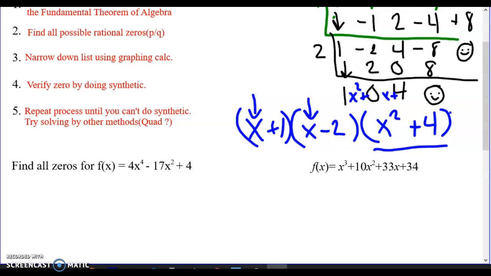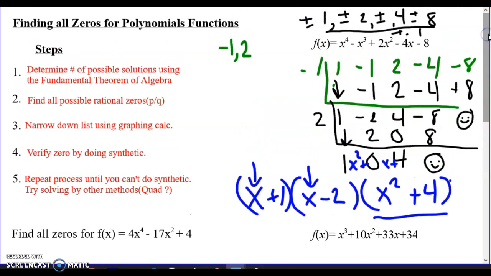Now you may be thinking, hey, wait a second. Before, you gave me this list and you got so excited solving the problem you never went through the whole list. Darn it, you are right. So let's quickly go back and review the steps. We determined the number of possible solutions using the fundamental theorem of algebra. Then we found all possible rational zeros. We narrowed the list down by graphing, and then I just started synthetic dividing. That was number 4. Verify a 0 by doing synthetic division, and then repeat the process, which is exactly what we did, until we get down.